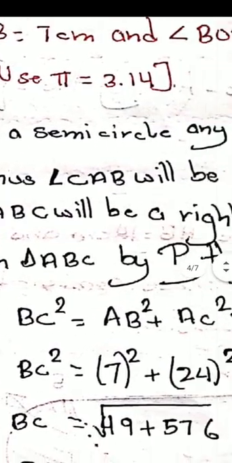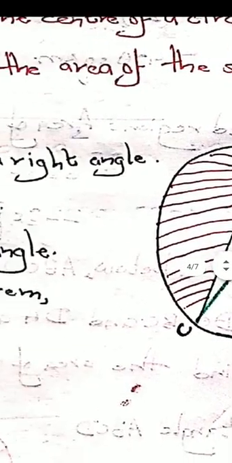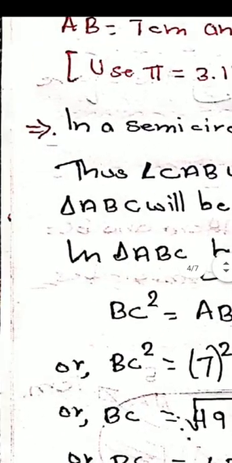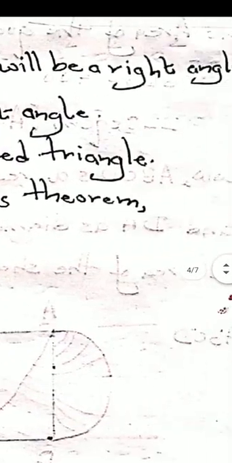Thus, angle CAB will be a right angle. So CAB is a right angle. Yes, triangle ABC will be a right angled triangle. So triangle ABC will be a right angled triangle. Yes, in triangle ABC, by Pythagoras theorem, BC is the hypotenuse, whichever is opposite the right angle, and AC and AB will become perpendicular and height.